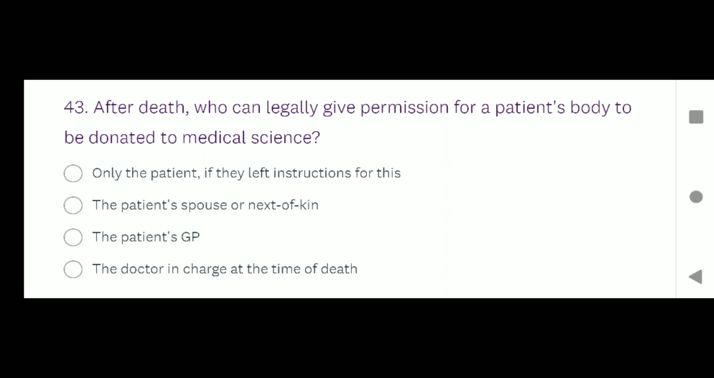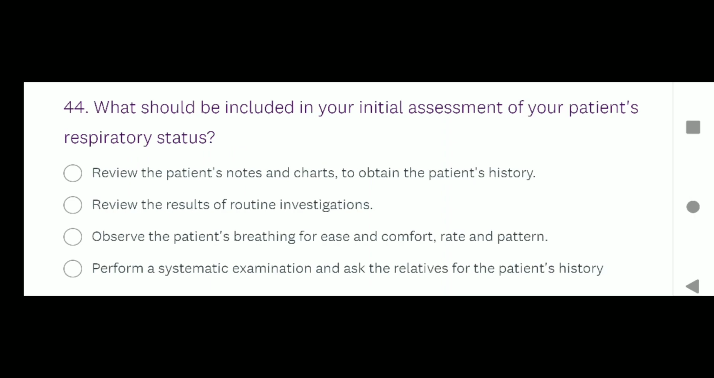So moving on to the 44th question. What should be included in your initial assessment of a patient's respiratory status? Options are option A, review the patient's notes and charts to obtain the patient's history. Option B, review the results of routine investigations. Option C, observe the patient's breathing for ease and comfort, rate and pattern. Option D, perform a systematic examination and ask the relatives for the patient's history.